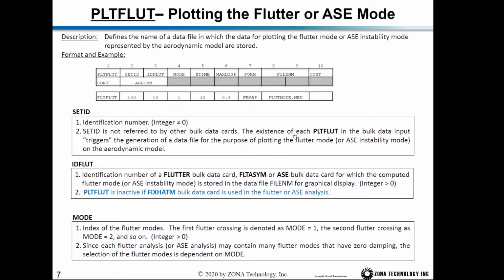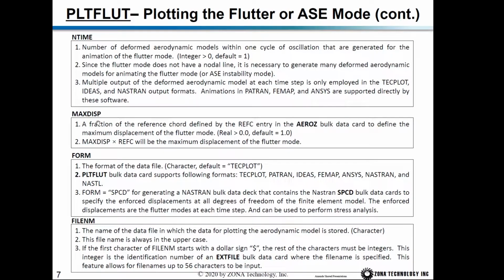M mode is which flutter mode you want to generate this flutter animation file for, because the flutter analysis may capture several flutter modes. So this one is the flutter mode index. N time: because the flutter mode has no absolute time, N time is how many deformed aerodynamic models you want to output within each cycle of oscillation, so that you can do a flutter mode animation.